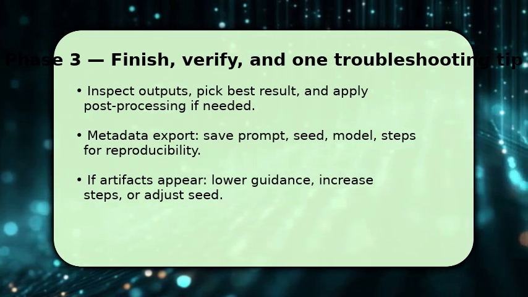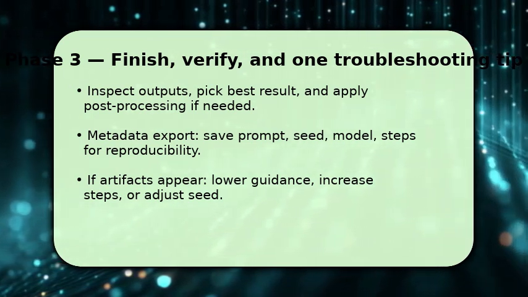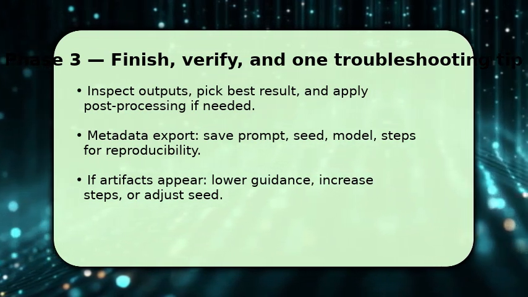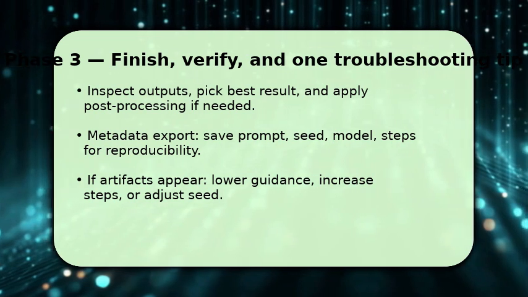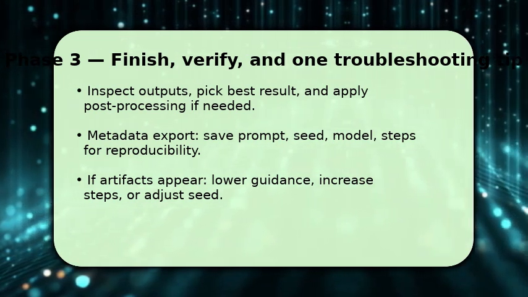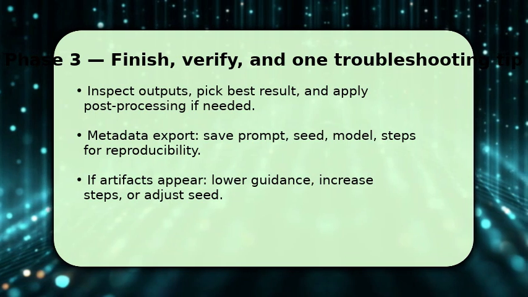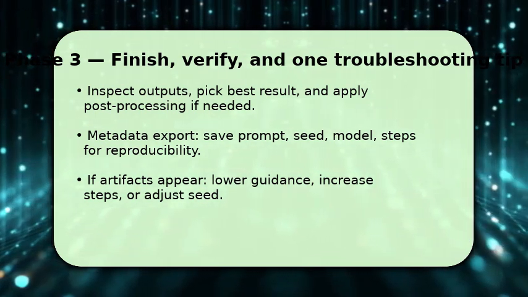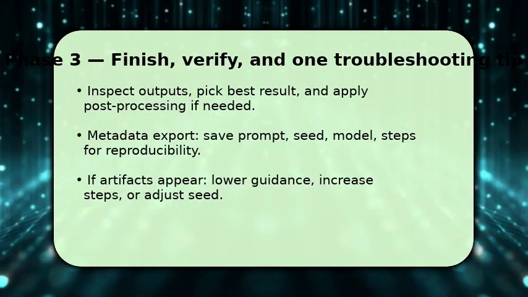If you encounter artifacts or style drift, try lowering guidance scale, increasing steps, or swapping to a different seed image, and then rerun a small batch. One key troubleshooting tip: if jobs fail, check API key validity and GPU memory. Restarting the app often clears transient allocation errors.